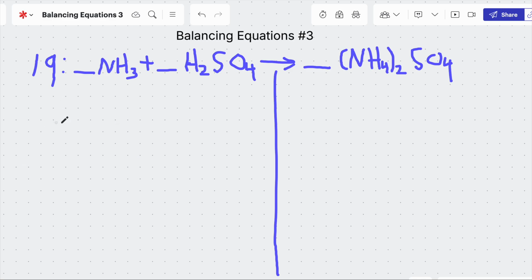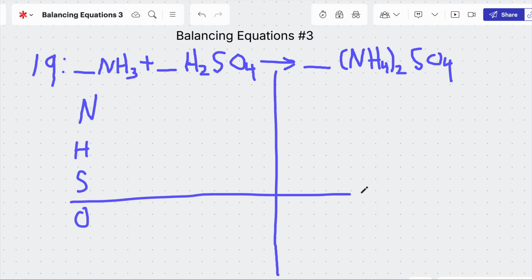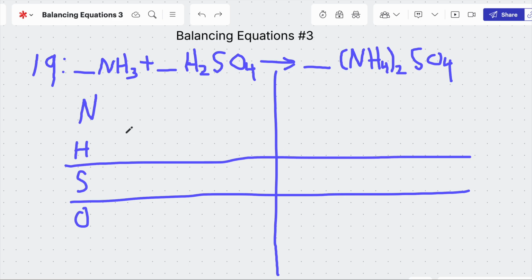All right, so when we come back, for our chart, let's get N, we got Hs, we got Ss, and we got Os. Probably could have left a little more room there, but it is what it is. Awesome. Okay. If you have not done the counting or the balancing, I want you to pause now and do those.